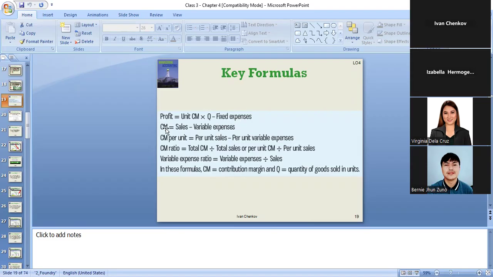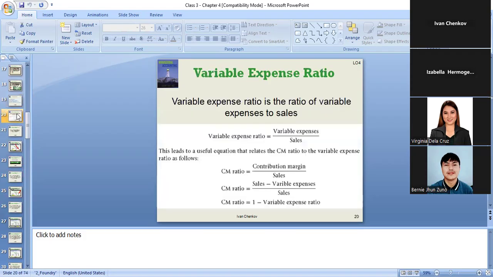Contribution margin is the sales minus the variable expenses. Contribution margin per unit is the price per unit minus the variable cost per unit. Contribution margin ratio, you can get it as the total contribution margin divided by total sales, or unit contribution margin divided by sales price per unit. Variable expense ratio is the variable expenses divided by sales. Those are the key formulas.